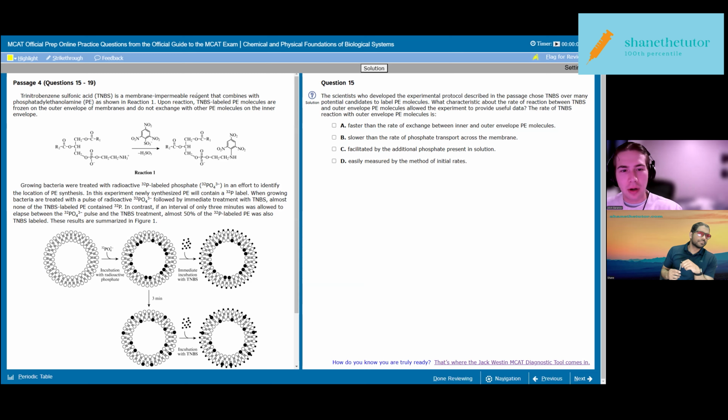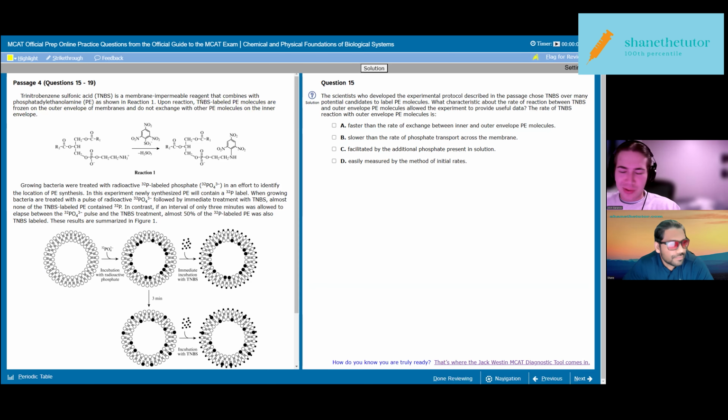Trinitrobenzene sulfonic acid is a membrane impermeable reagent that combines with phosphatidylethanolamine, P, as shown in reaction 1. Upon reaction, TNBS-labeled P molecules are frozen on the outer envelope of membranes and do not exchange with other P molecules on the inner envelope. When they say membrane impermeable, what do they mean? They're basically hinting that these molecules are hydrophilic. They're polar. Good. So that's what I'm thinking when I read that.